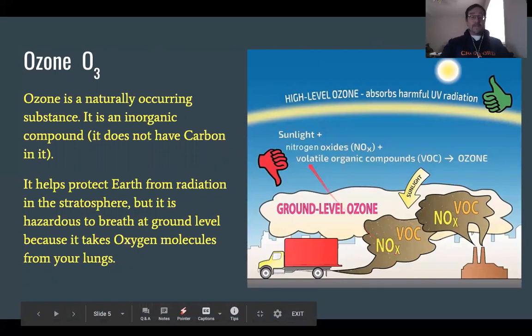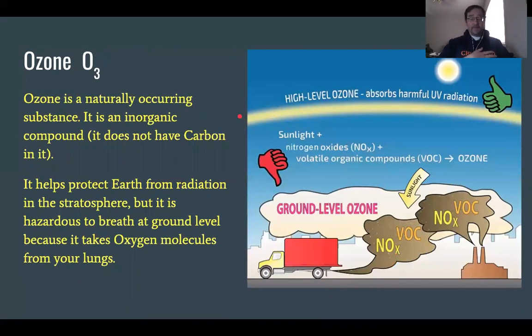So ozone is a naturally occurring substance. It's an inorganic compound, meaning it doesn't have carbon in it. In the upper layers of the atmosphere, in the stratosphere, it helps protect Earth from radiation, but it's hazardous to breathe at ground level because it takes oxygen molecules out of your lungs.